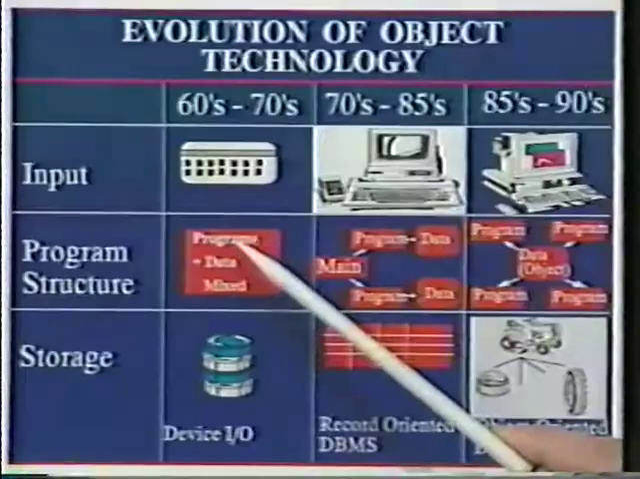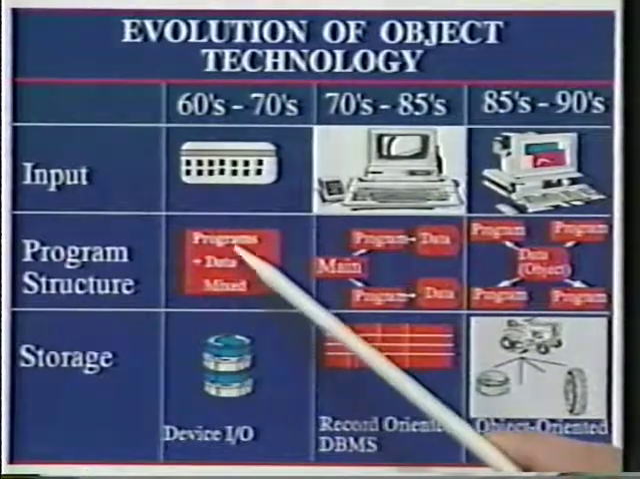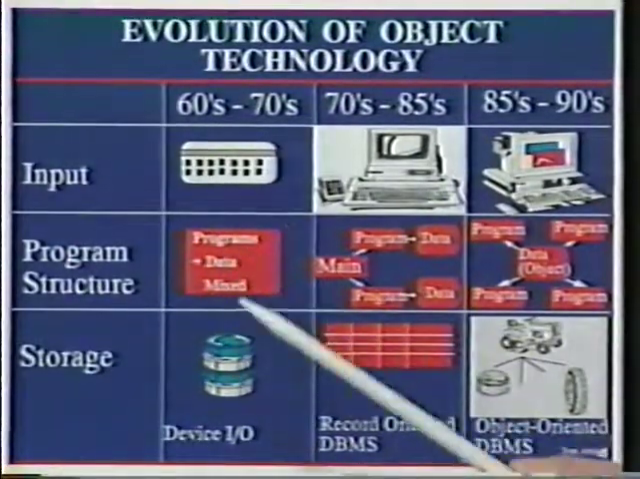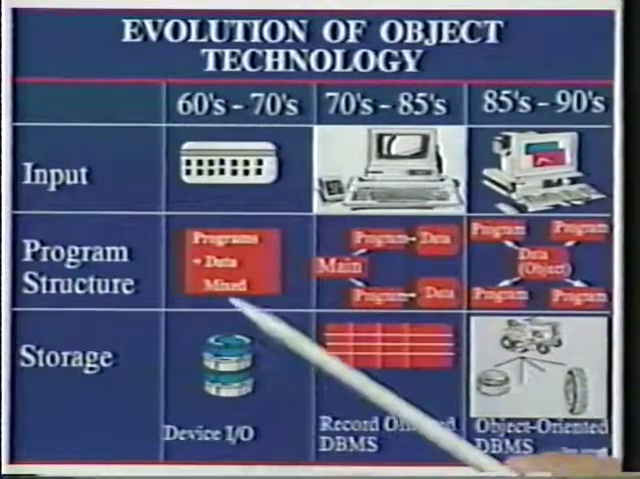In terms of the program structure, there was no notion of the separation of data and programs. And for the storage, magnetic disks and tape drives were used to provide the persistence. Several research organizations at the same time were involved in the development of programming languages such as Smalltalk, Simula, and a host of other object-oriented programming languages.